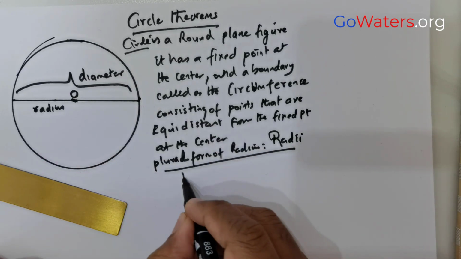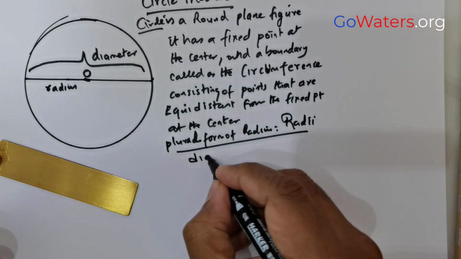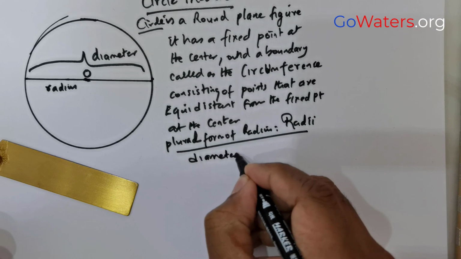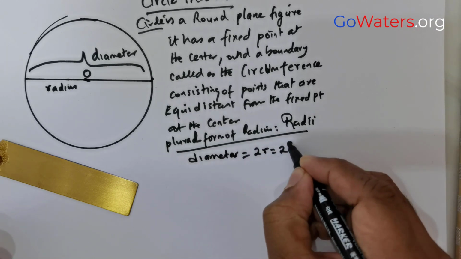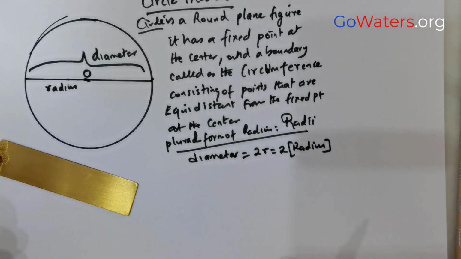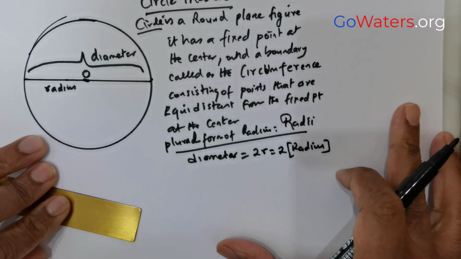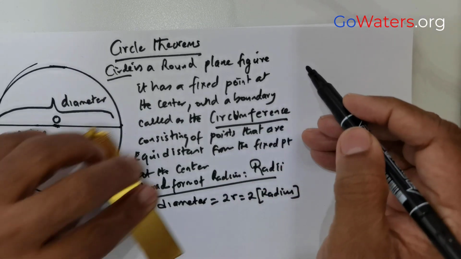Now what is the formula for diameter? Diameter is nothing but 2 times R, which is nothing but 2 times radius. This is the formula for diameter. Now I have introduced the term circumference, right?